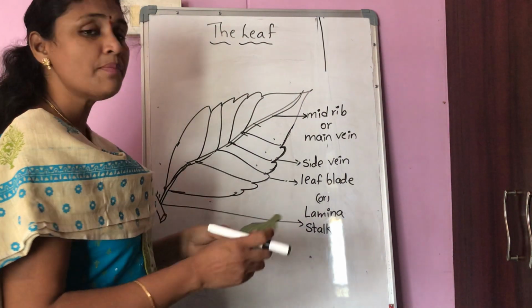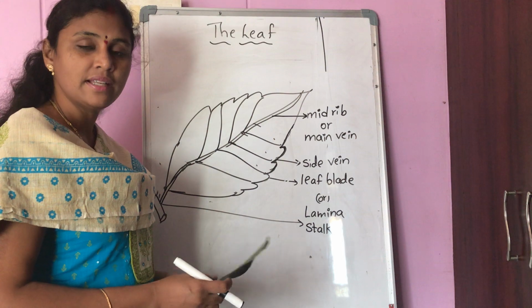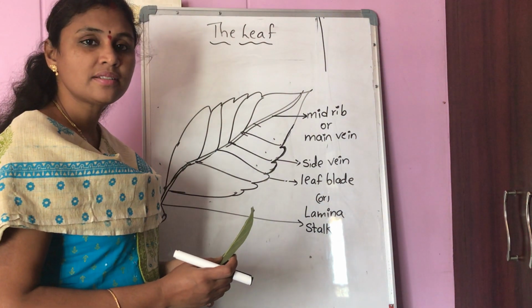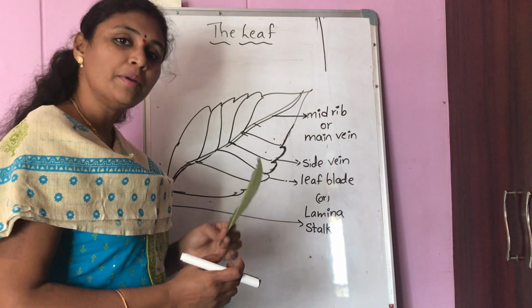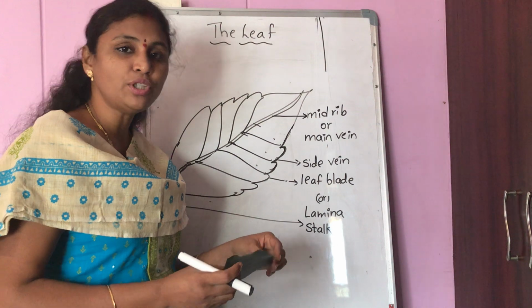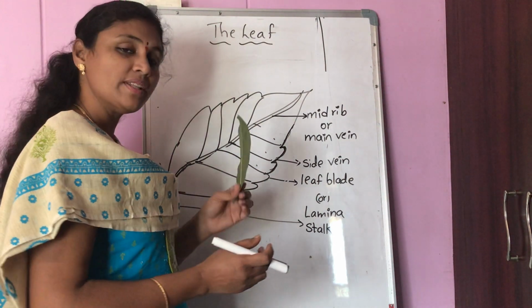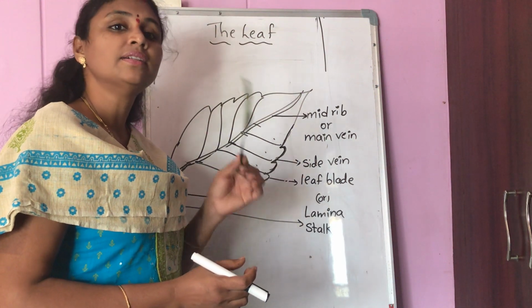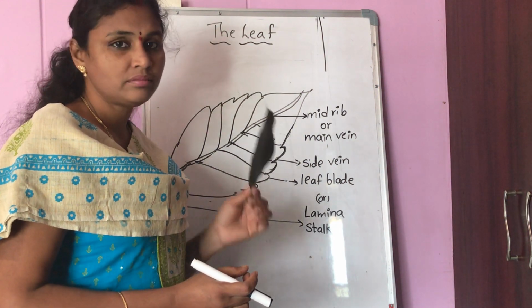See children, which is the main part of the plant? Leaf. Why is the leaf the main part of the plant? Because it prepares food for the plant. Who will prepare food for you? Your mom, right? So in the same way, even for the plant, the leaf prepares food for the plant.